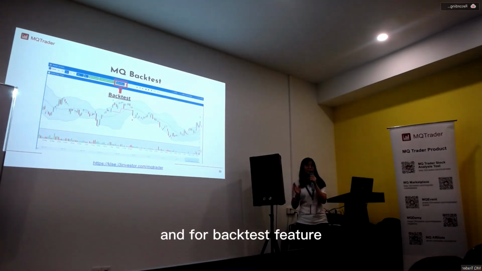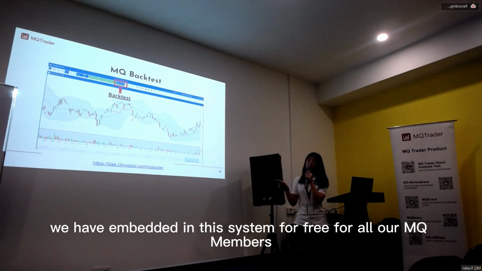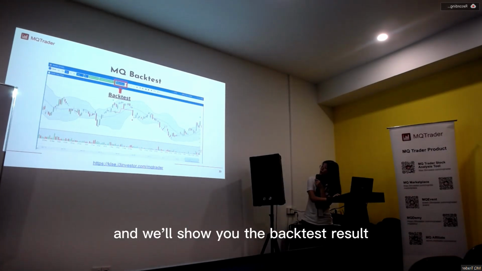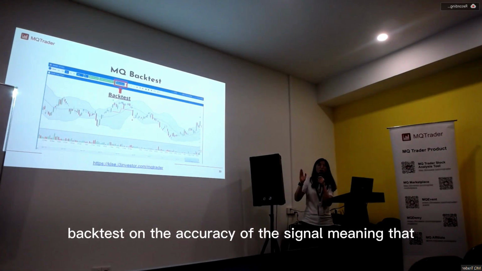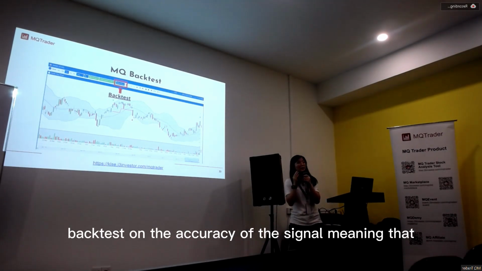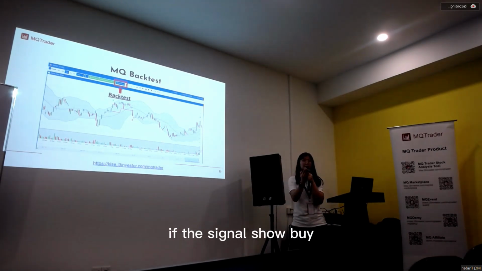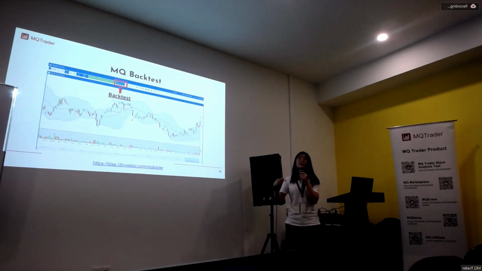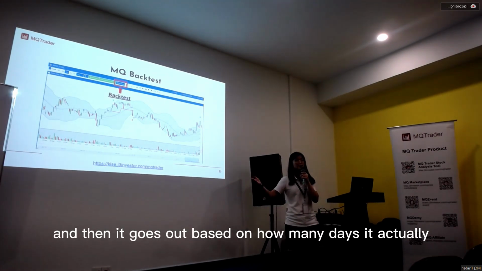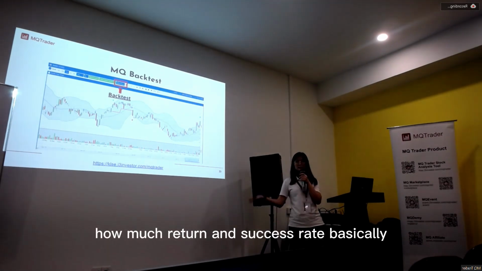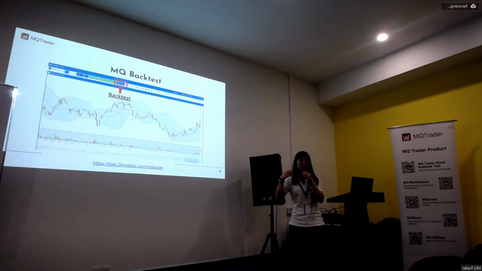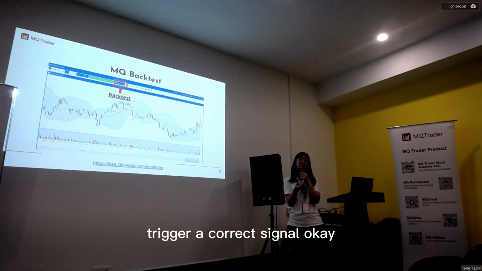And for the backtest feature, we have embedded it into this system for free for all our active members. Basically, you just click on the button here and it will show you the backtest result. It backtests the accuracy of the signal, meaning that if the signal shows buy, an up arrow, does it go up? And if it goes up, based on how many days, how much return do you actually earn, and the success rate, basically how many times you successfully trigger a correct signal.